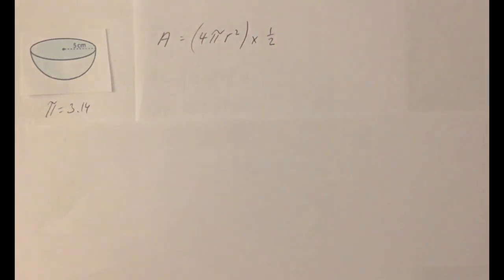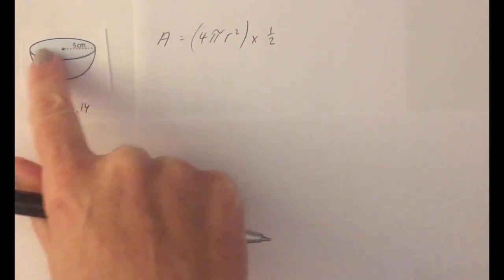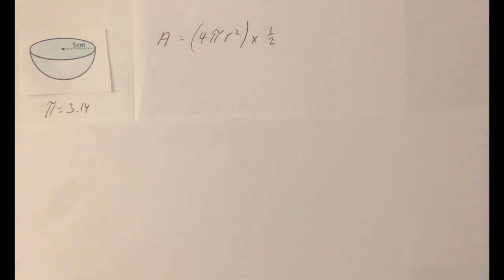Now, the other thing that we must consider with this, though, is this shape does not just consist of the curved surface. There is also a surface on the top, and that surface on the top is a flat circle. So if I want the total surface area of this hemisphere, I'm going to have to add that on. Okay, let's do this first.